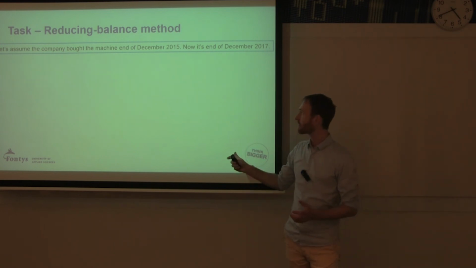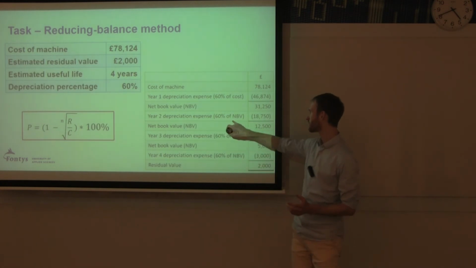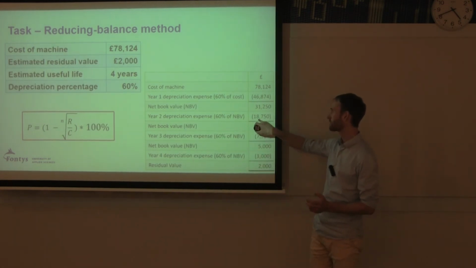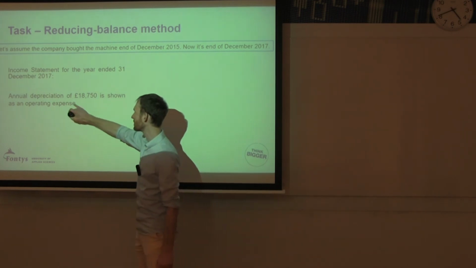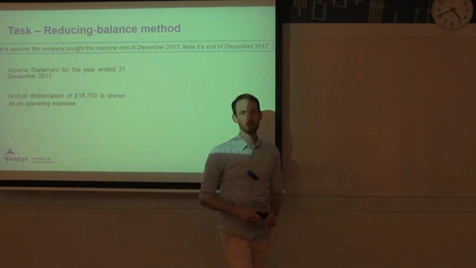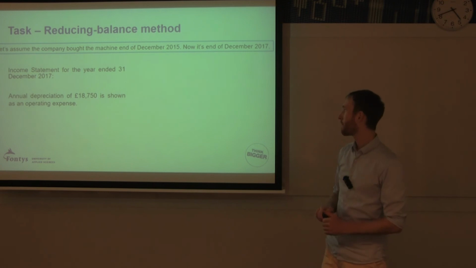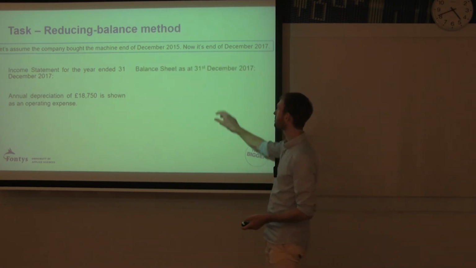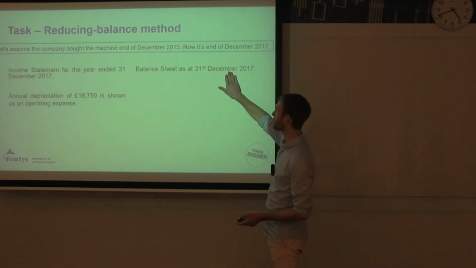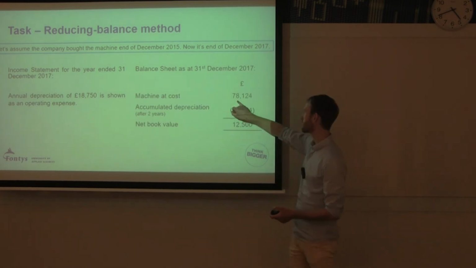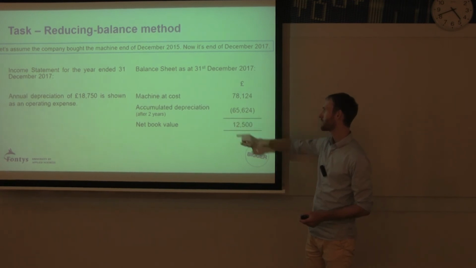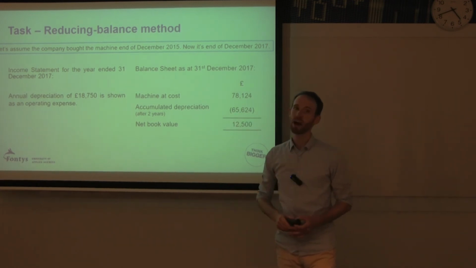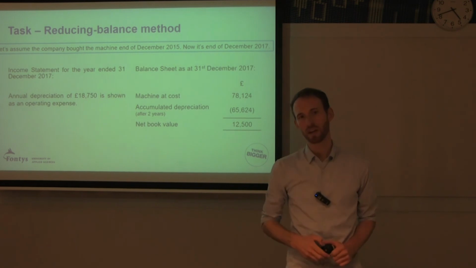And so if you look back at the last slide, you can say actually it's this one here. Because basically this was year 1, but we look at year 2. So 18,750 is shown as the operating expense of depreciation in the income statement. But the balance sheet looks a little bit different. It's also again exactly after 2 years. And here we had a cost of 78,124, so that stays the same. But you can see here our depreciation is higher than if we would use the straight line method.